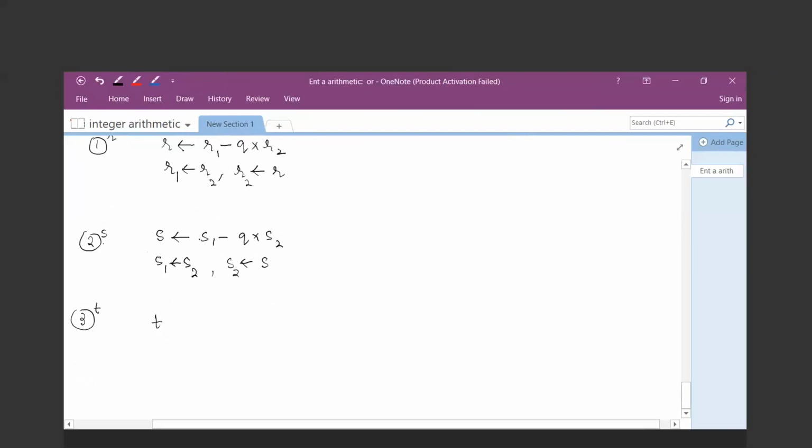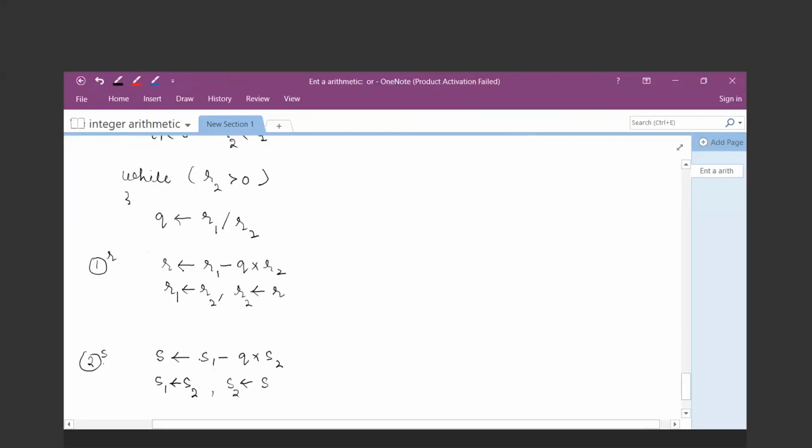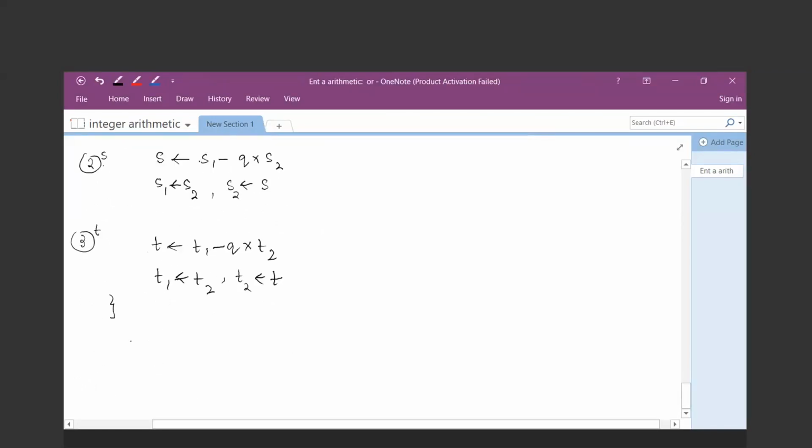The third one is updating the value of T. Same thing you have to apply. Just let me write. So once the condition is terminated, that is R2 is equal to 0, then the answer will be: GCD of A comma B will be the value of R1. The value of S will be the value of S1 and the value of T will be the value of T1. Because you have to find out two more integers, S and T. So the value of S1 will be the answer and the value of T1 will be the answer in that case.